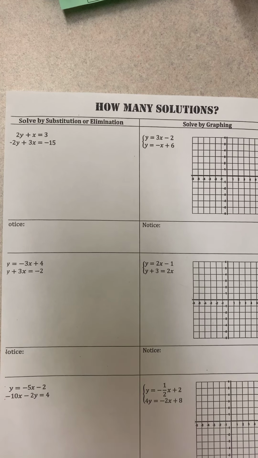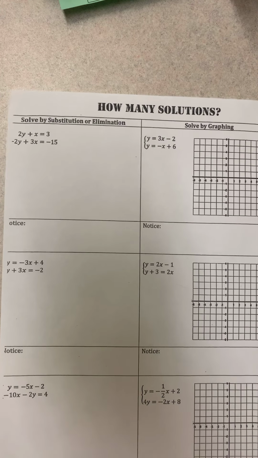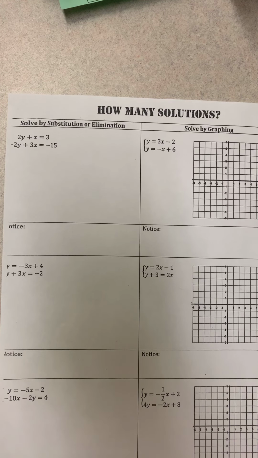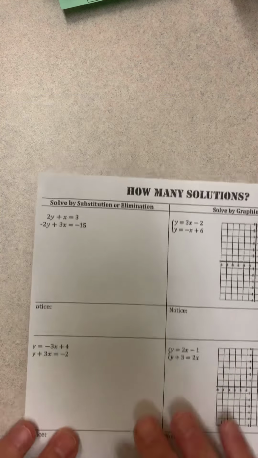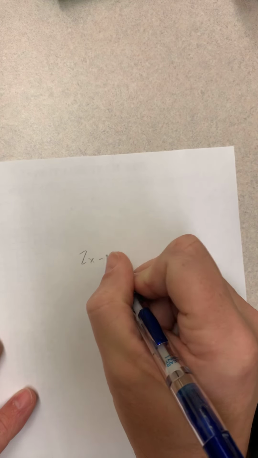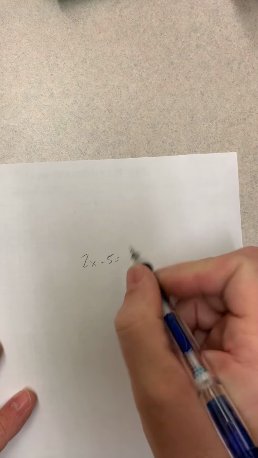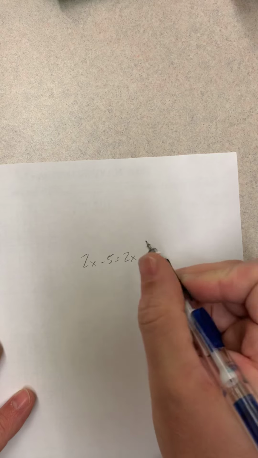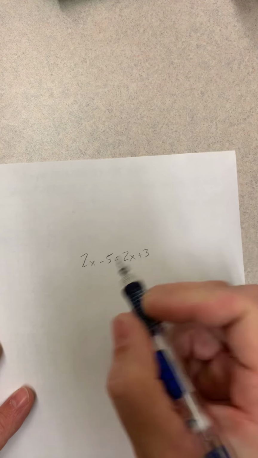Okay, this is 5.4, and today we're going to look at special cases within systems of linear equations. And really, special cases just goes back to what we were doing when we were solving equations. Sometimes when we're solving an equation, our variable would disappear. So if I had 2x minus 5 is equal to, let's say, 2x plus 3, doesn't really matter.